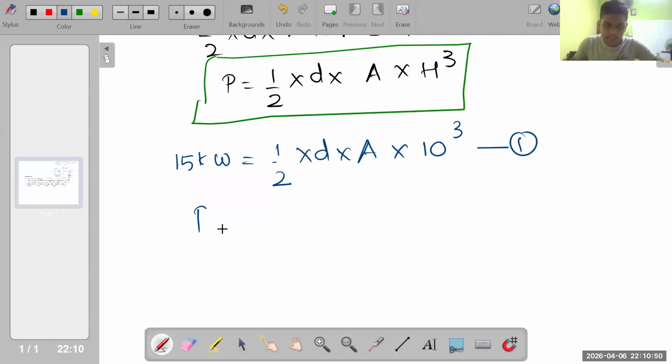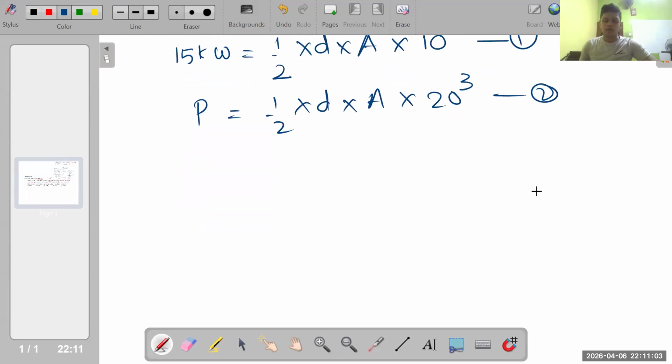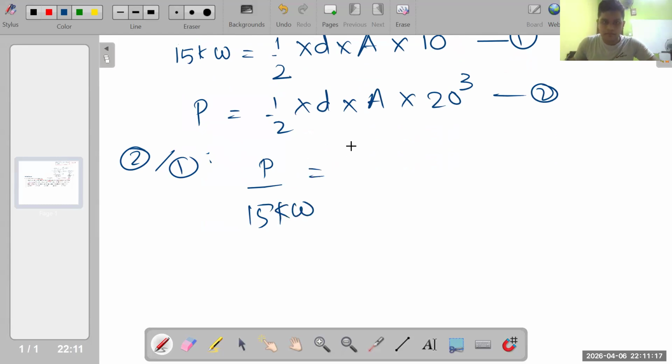Now they are asking what is the new power? New power is half into density into surface area into height. Now the new height is 20 cube. Now to get the P, we can divide 1 by 2 or 2 by 1. I'll divide the second equation by the first equation. P over 15 kilowatt, right? Now we can cancel it off, but if it is the first time for you, I'll do it as the long method. I'm not hurrying. I'll do it patiently, just to make you understand this.